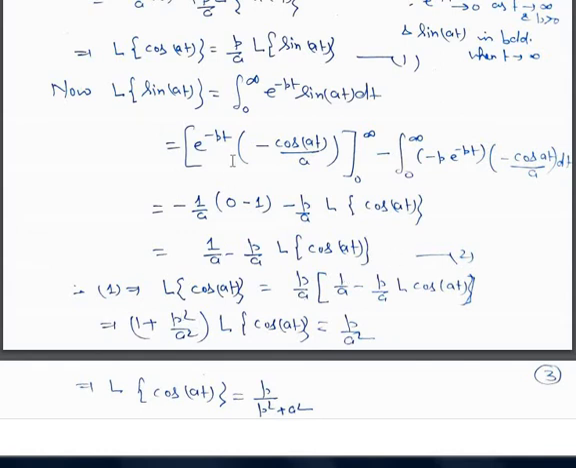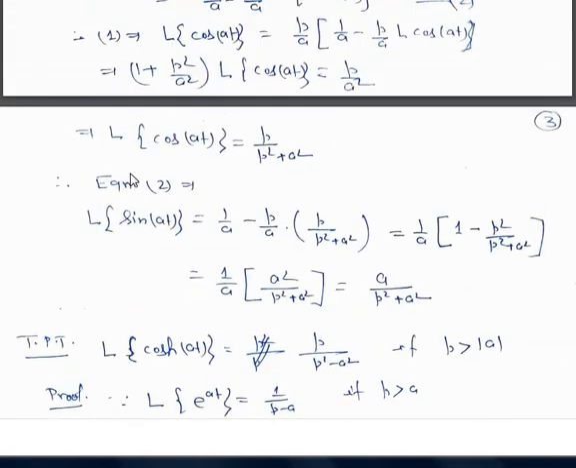So therefore we make use of equation number 1. Left hand side is same, L of cos at is equal to p upon a, and in place of L of sin at, we substitute this whole thing, 1 upon a minus p upon a L of cos at. So we take this L of cos at on this side, so we have 1 plus p square upon a square. L of cos at is equal to p upon a square. On simplification we will get L of cos at is equal to p upon p square plus a square.